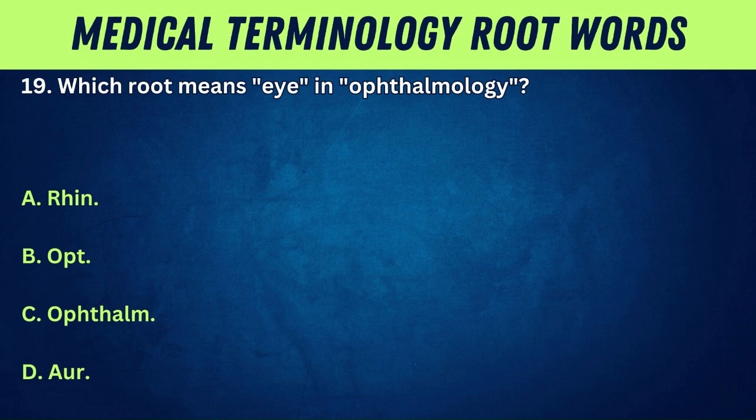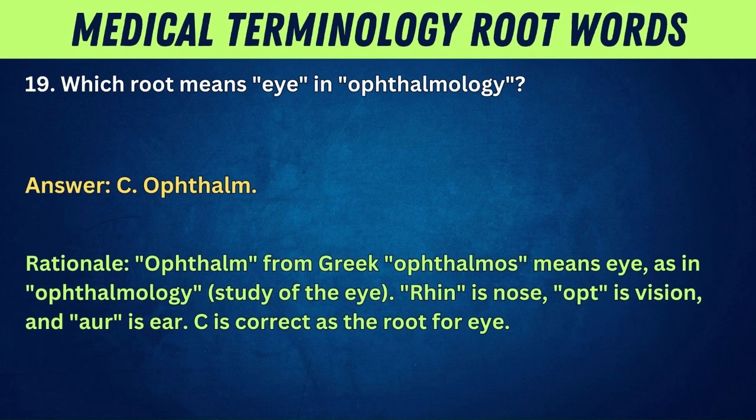19. Which root means eye in ophthalmology? A. Rin. B. Opt. C. Ophthalm. D. Or. Answer: C. Ophthalm. Rationale: ophthalm from Greek ophthalmos means eye, as in ophthalmology, study of the eye. Rin is nose, opt is vision, and or is ear. C is correct as the root for eye.